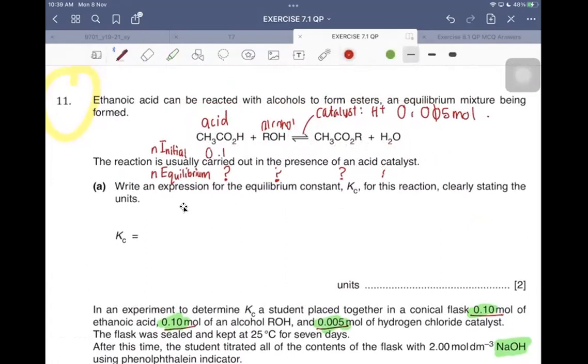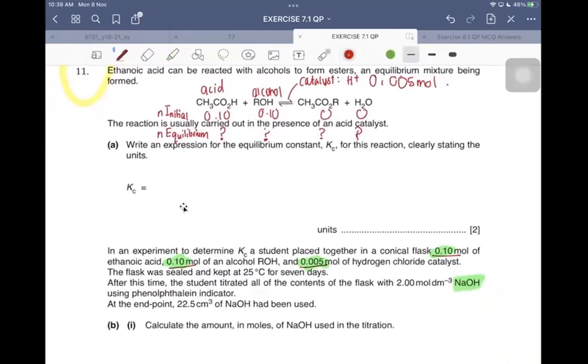So 0.10, 0.10, 0 and 0. Okay, so these are the ones that we want to find. This is 0.005. Right, so after 7 days, we have some amount of acid and alcohol at equilibrium. We also have some amount of products, which is our ester and water. But the question is now we want to find out how much.